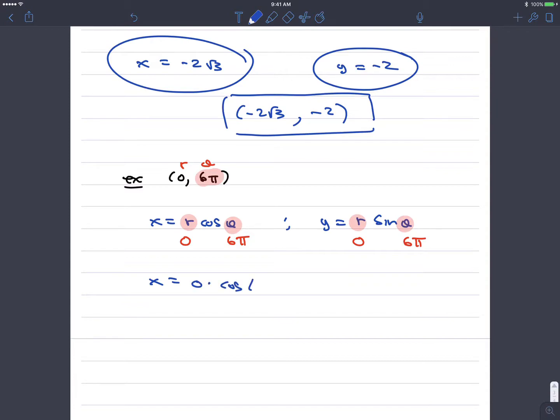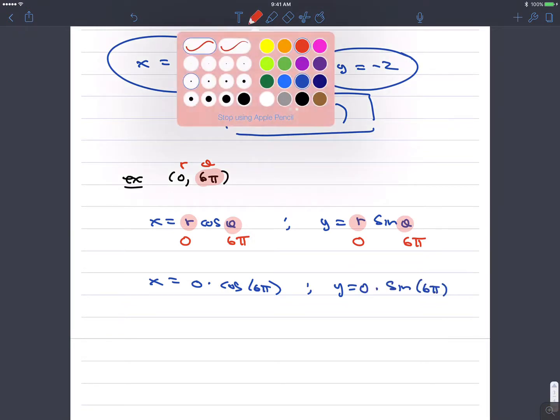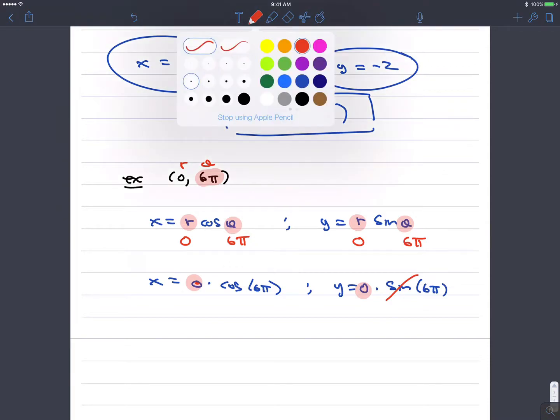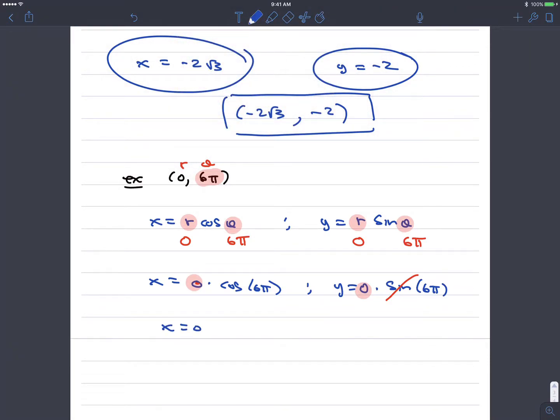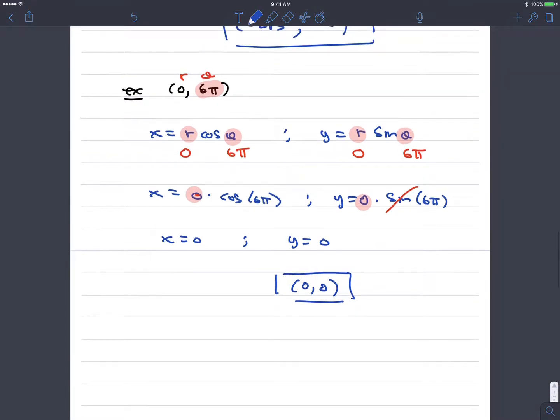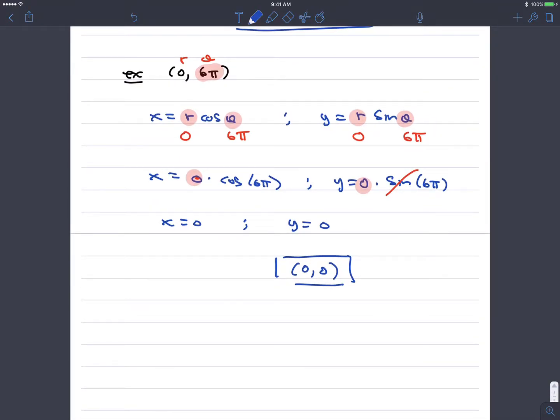Zero cosine 6 pi. 0 sine 6 pi. Well, 0 times anything is 0. This cosine of 6 pi is not 0, by the way, but I really don't care. Because if I multiply any number by 0, what happens with the coordinates? X is 0, and what? Y is 0. So this is the origin. Is that kind of consistent? I mean, is it consistent if I say that's the origin?